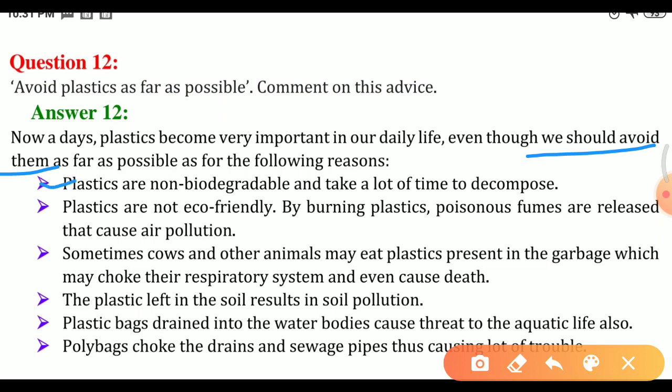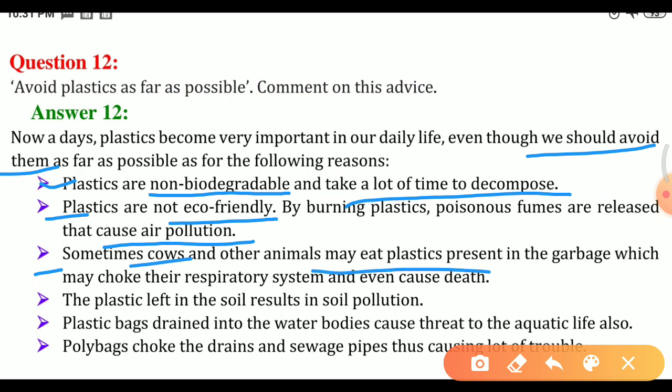First, plastics are non-biodegradable and take a lot of time to decompose. Second, plastics are not eco-friendly. By burning plastic, poisonous fumes are released that cause air pollution. Third, sometimes cows and other animals may eat plastic present in the garbage, which may choke their respiratory system and even cause death.